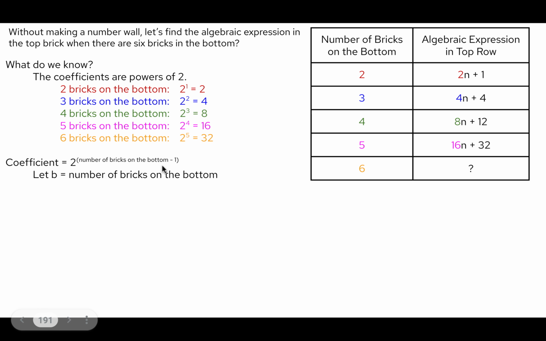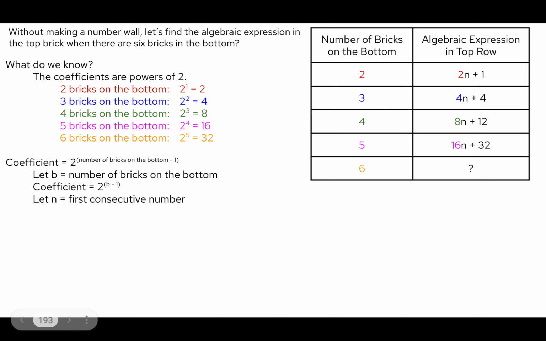So instead of writing number of bricks on the bottom every time, let's just write B. So we're going to define B as the number of bricks on the bottom. So now I can write that the coefficient is 2 to the power of B minus 1. So for example, if it was 4 bricks on the bottom, it would be 2 to the power of 4 minus 1, or 2 cubed, like that.